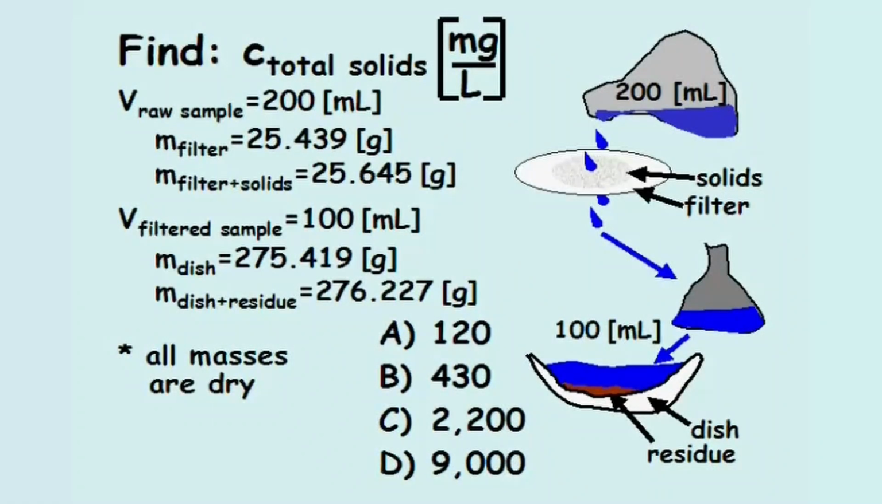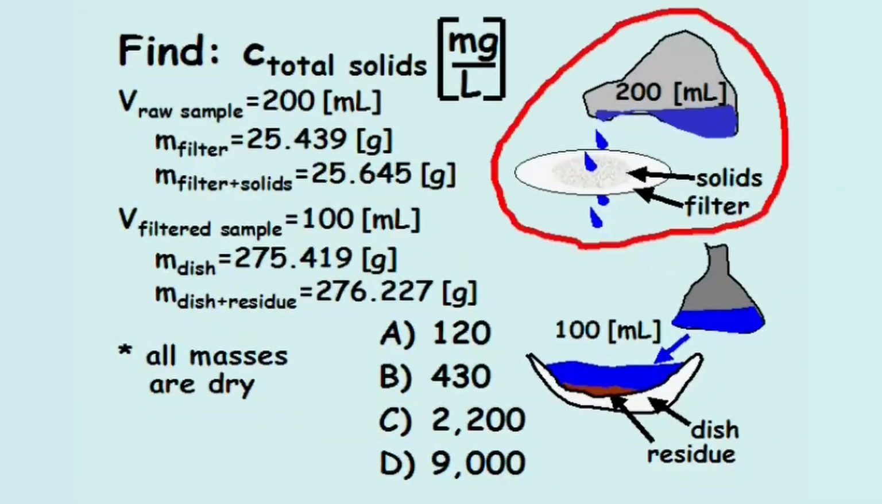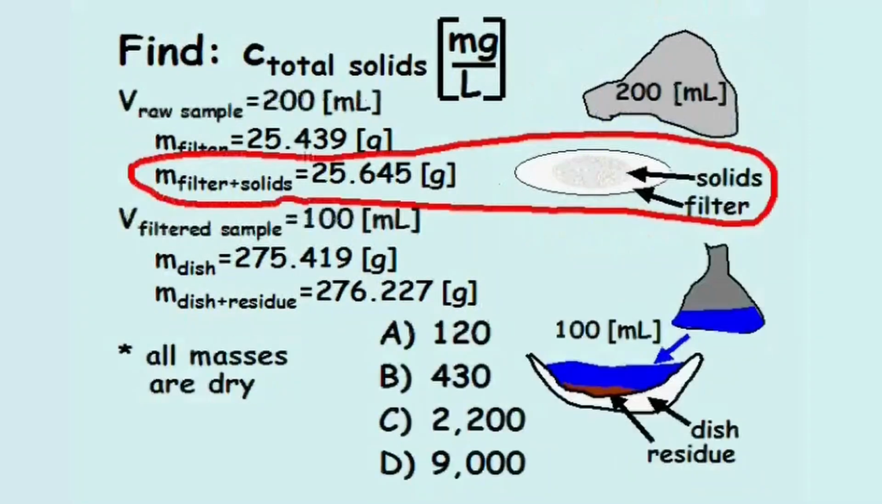Find the concentration of total solids in milligrams per liter. In this problem, 200 milliliters of a raw sample of water is poured through a pre-weighed filter paper. The filter paper is then dried and weighed, with the filterable solids remaining on the paper.